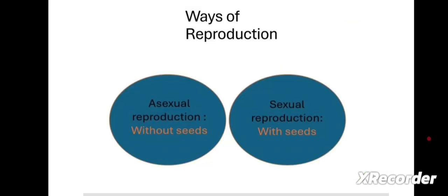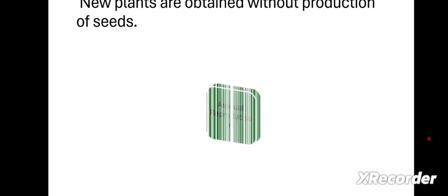Okay, now you may get confused because I am saying to you that new plants are obtained from seeds, but we never see the seeds of sugarcane, potato, and rose. So how do these plants reproduce? Well, there are several ways by which plants produce their offspring. These are categorized into two types: asexual reproduction and sexual reproduction. In asexual reproduction, plants can give rise to new plants without seeds, whereas in sexual reproduction, new plants are obtained from seeds. So number one is asexual reproduction.